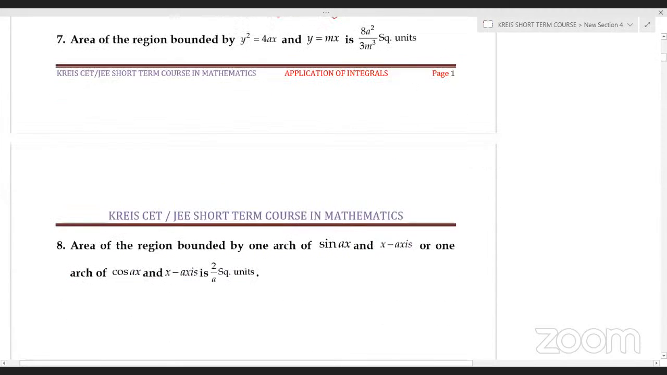And area of the region bounded by one arc of sin ax and x-axis and one arc of cos ax and x-axis is given by 2 by a square units. So all these things we will make use of when we are discussing problems.